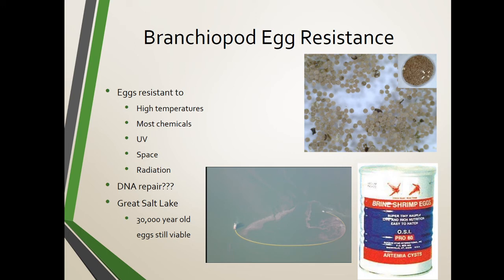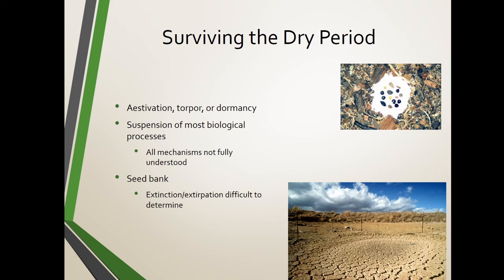And this is one of the ways that a lot of these organisms will be able to survive this dry period. So estivation, torpor, dormancy, all sorts of suspension of biological processes, lots of different words that mean slightly different things. I don't really need to get into them. But a lot of these mechanisms are not fully understood, how they work.